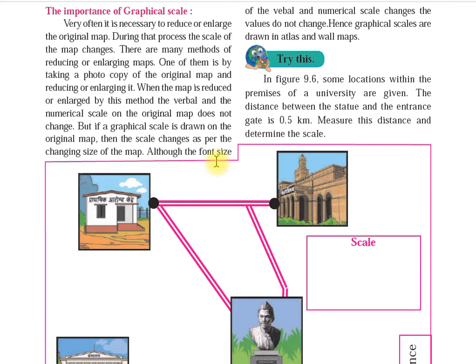Hence, graphical scales are drawn in atlases and wall maps. So when you are making a wall map, what is used? Graphical scales are used.